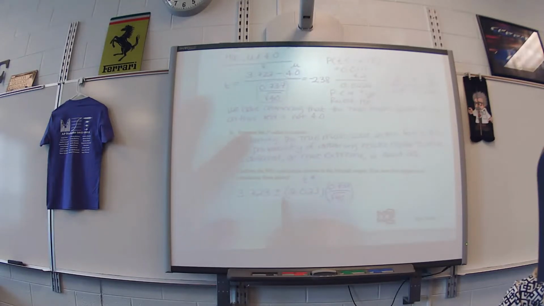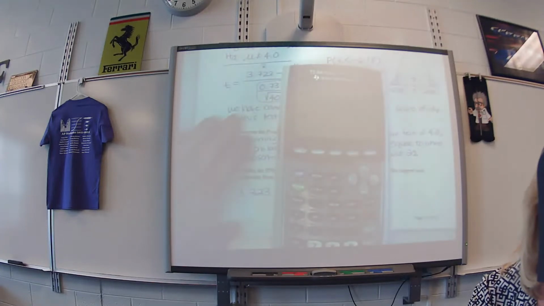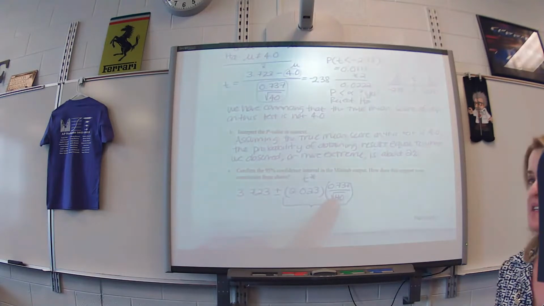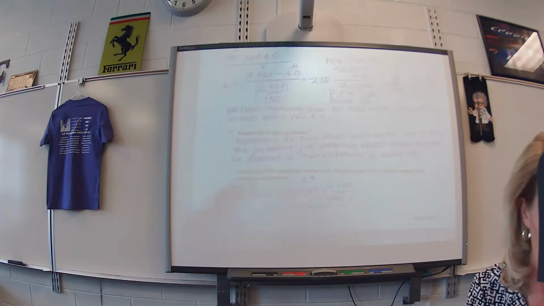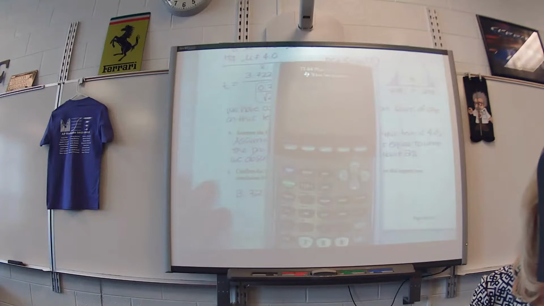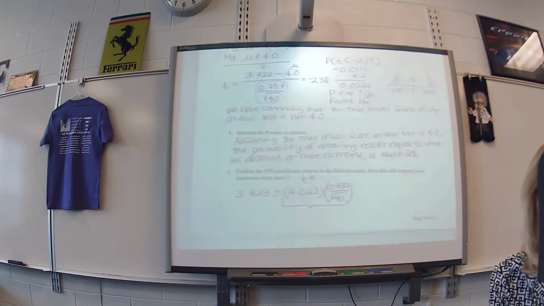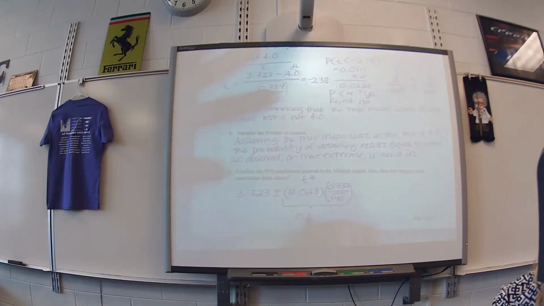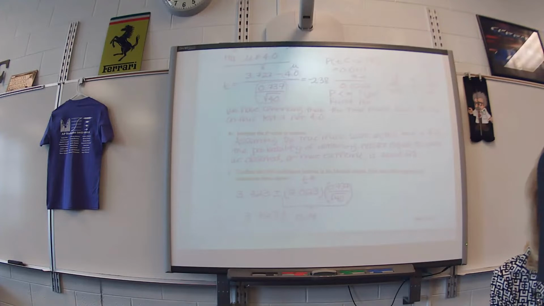So I could figure out my margin of error by taking 2.023 and multiplying by, remember, you know what this is. It's up in the Minitab output. It's 0.117. So my margin of error is about 0.24. And then 3.723 plus or minus that.